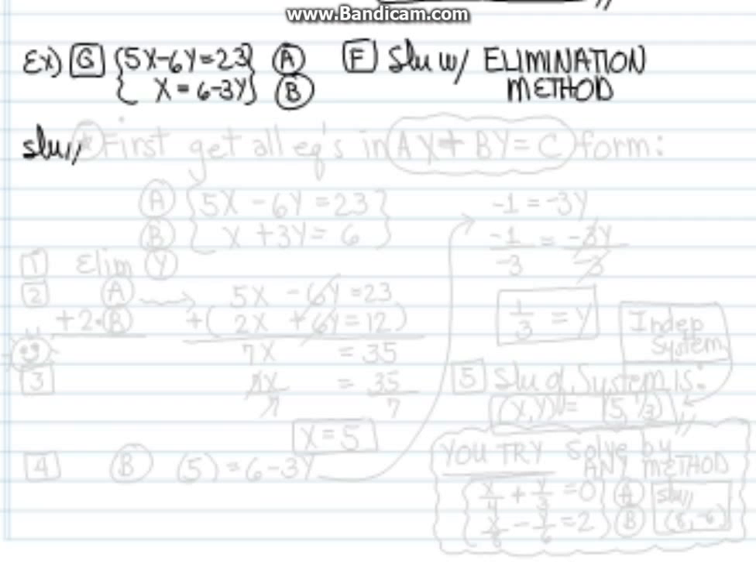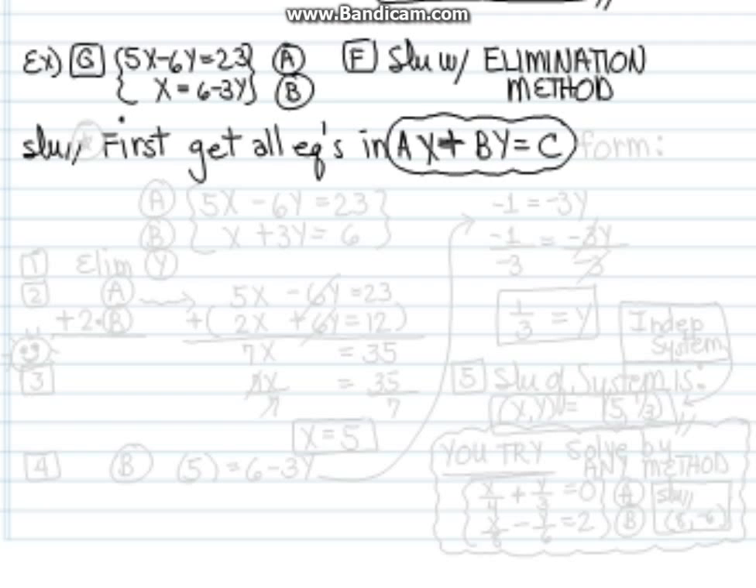Okay, so before we start, first we want to get all equations into the form capital A times x plus capital B times y equals C form. Okay, so let's do that to all of the equations. That's the first thing we want to do.